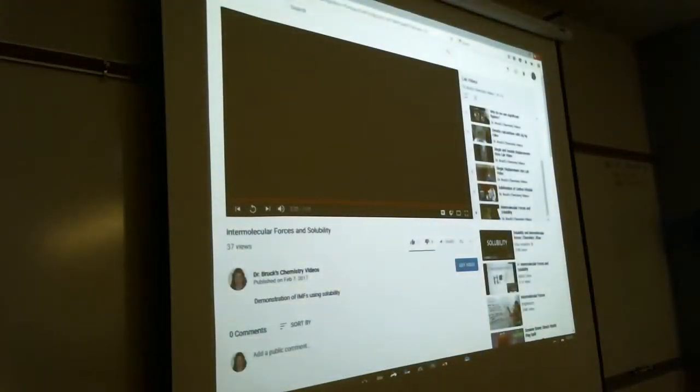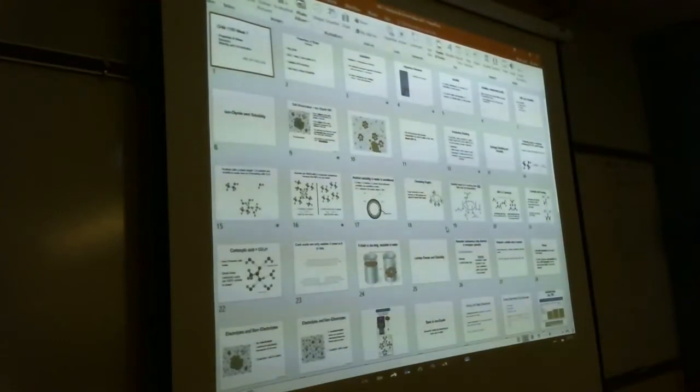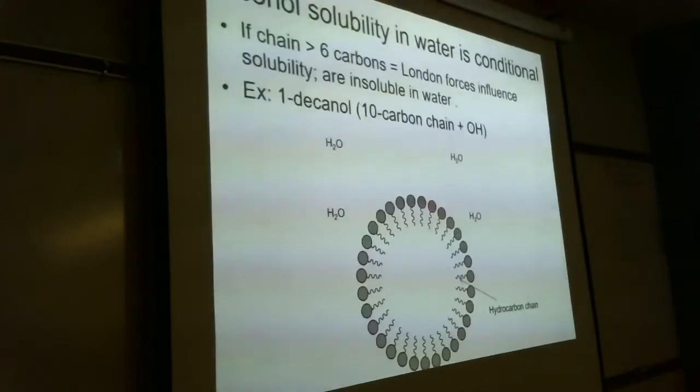All right. So I feel like that's a little bit easier for me to show to the whole class, just because I can make it on the big screen. Now again, that solubility is conditional, right? If that chain length is 6 or greater, then the effect of those London forces now is the predominant factor. You're not going to have solubility.